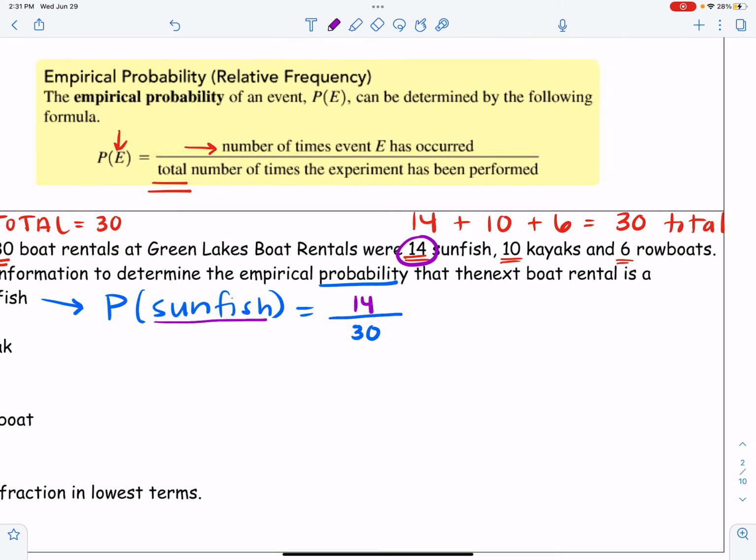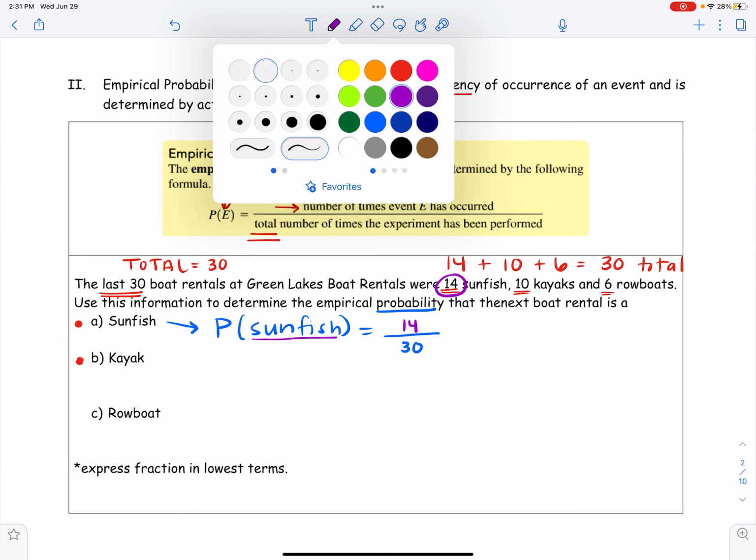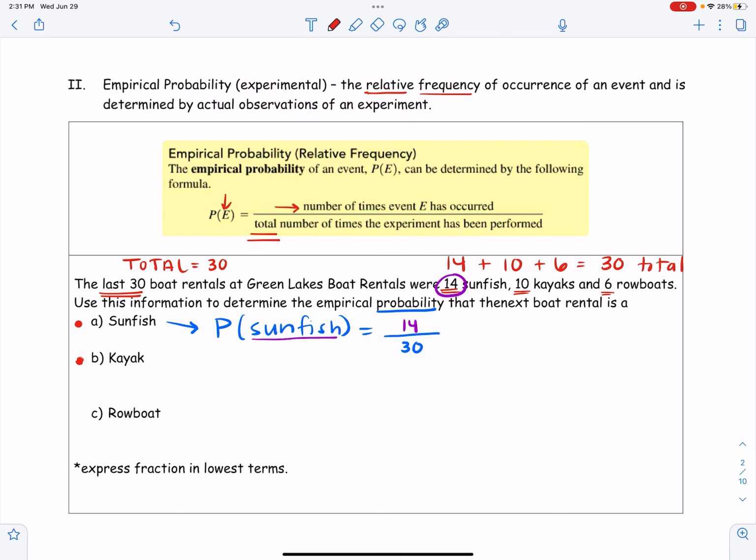Now, pay close attention to how your answers should be reported. Notice this says express as a fraction in lowest terms. So don't make that a decimal here. All you want to do is see if it can be simplified. Both of these, 14 and 30, are divisible by 2. So this would simplify to a fraction of 7/15. And that would be the probability that the next rental is a sunfish.